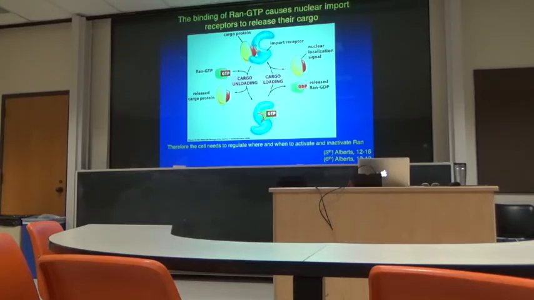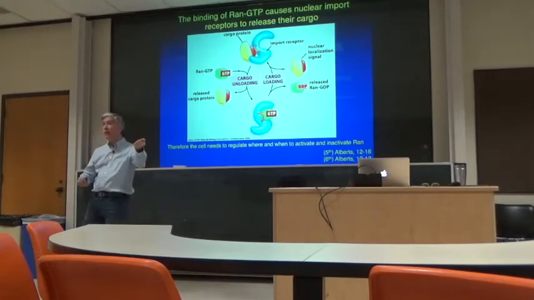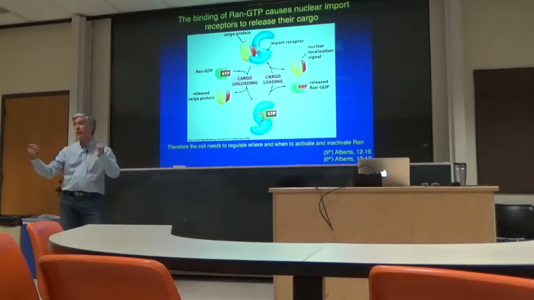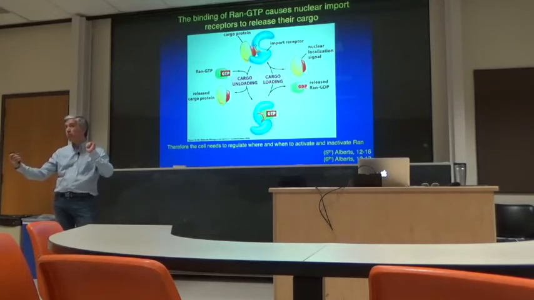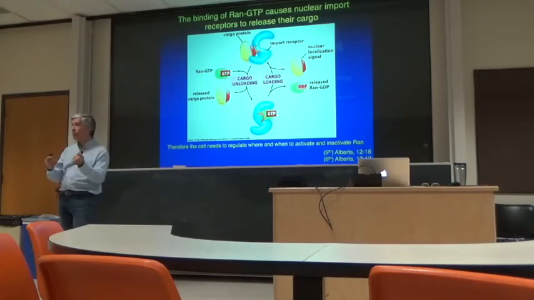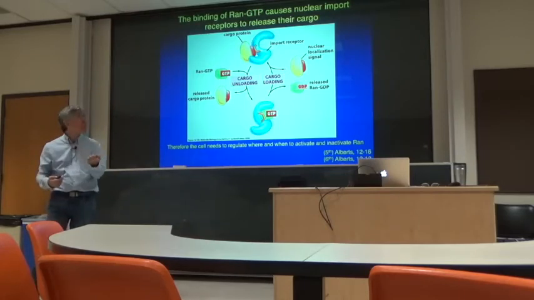But this interaction can only happen if RAN doesn't get in the way. If RAN has GTP and is all pumped up, it will bind strongly to the import receptor. It will prevent it from binding to the cargo protein with the NLS. So here you have an either-or. Either you bind the cargo protein or you bind RAN with GTP, but you cannot bind both for the nuclear import receptor. This is what's going to control loading and unloading: binding on one side, releasing on the other.